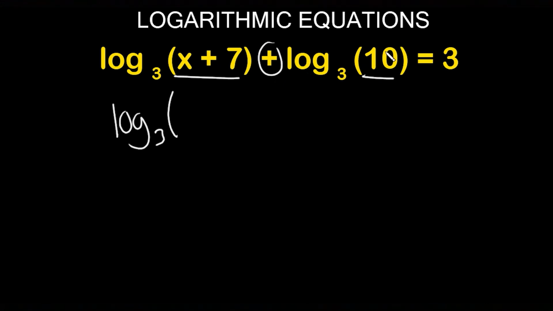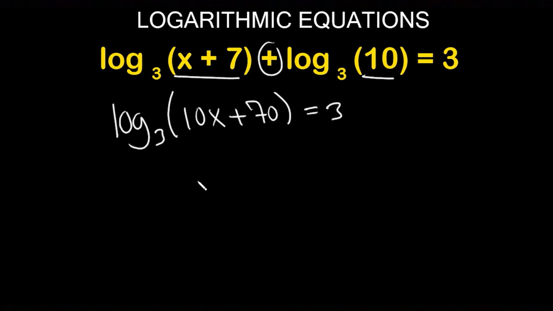So if I do that, I end up getting 10x plus 70, right? Remember, you have to distribute that 10 to both of your terms there of x and 7. So you get 10x plus 70. Okay, that's good, all equal to 3. What do I do from here?